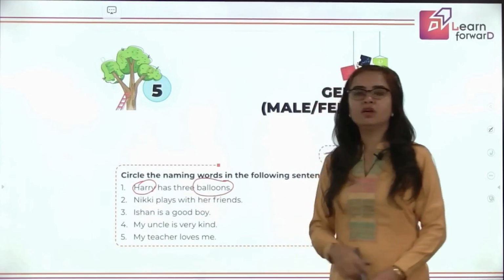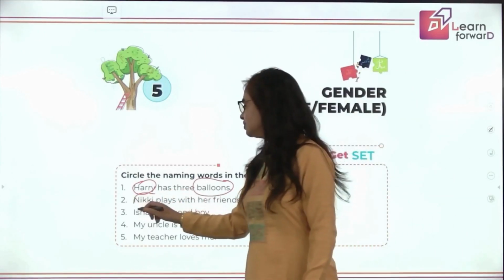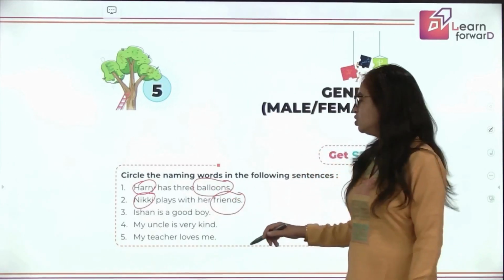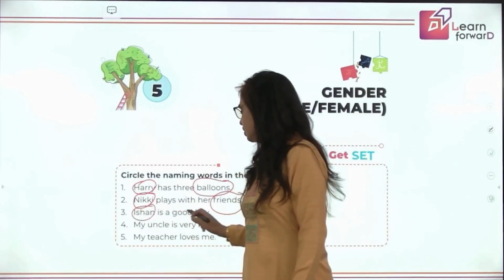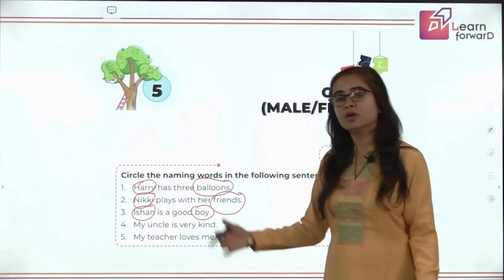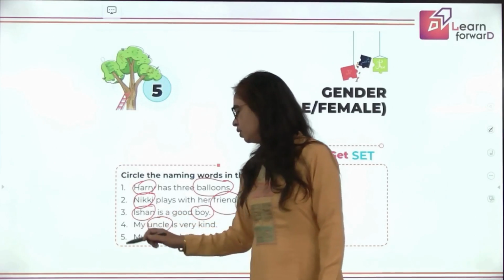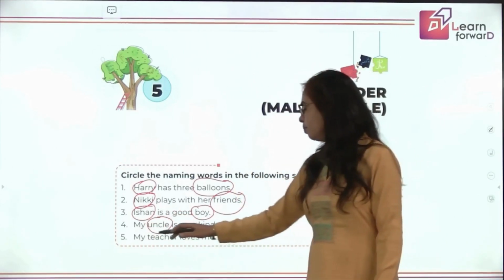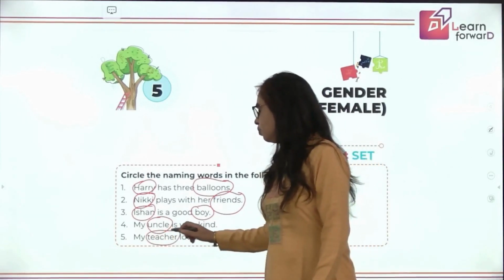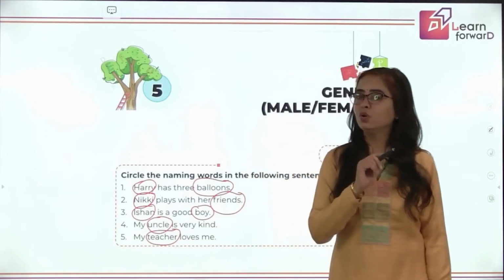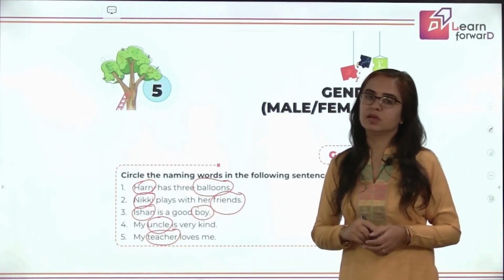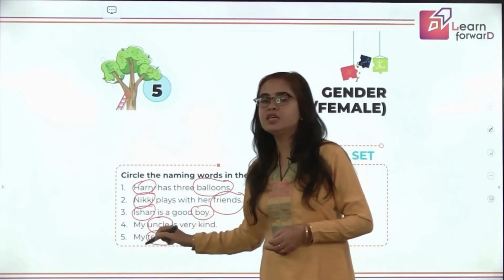Okay. Nikki plays with her friends. Yes. Nikki is a girl, a person. Friends also, person. Good. Next. Ishan is a good boy. A person again. Boy is also a person. Good. My uncle is very kind. So here again we have a naming word, uncle. And in the last sentence, my teacher loves me. So teacher is the name of a person. And me? No. Me is not a name, so me is not a naming word, children. So in this, we have only teacher as the naming word.